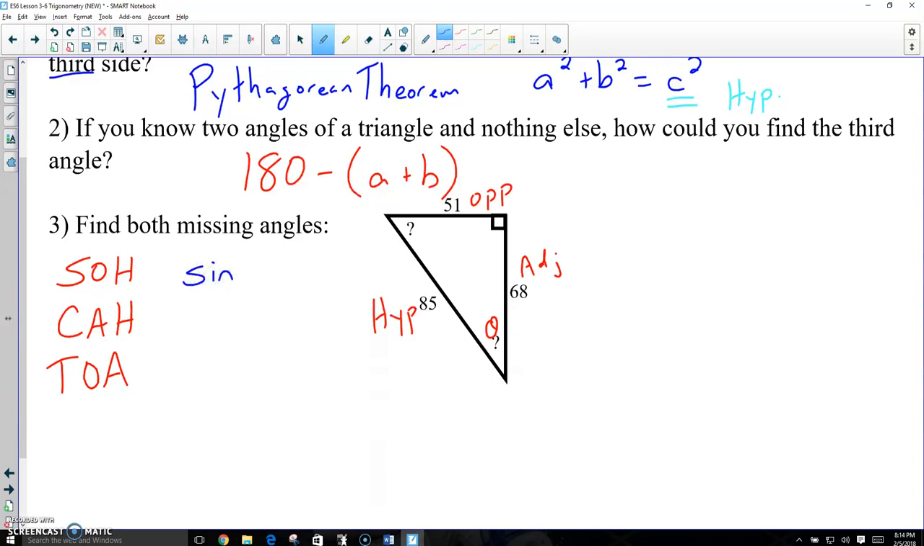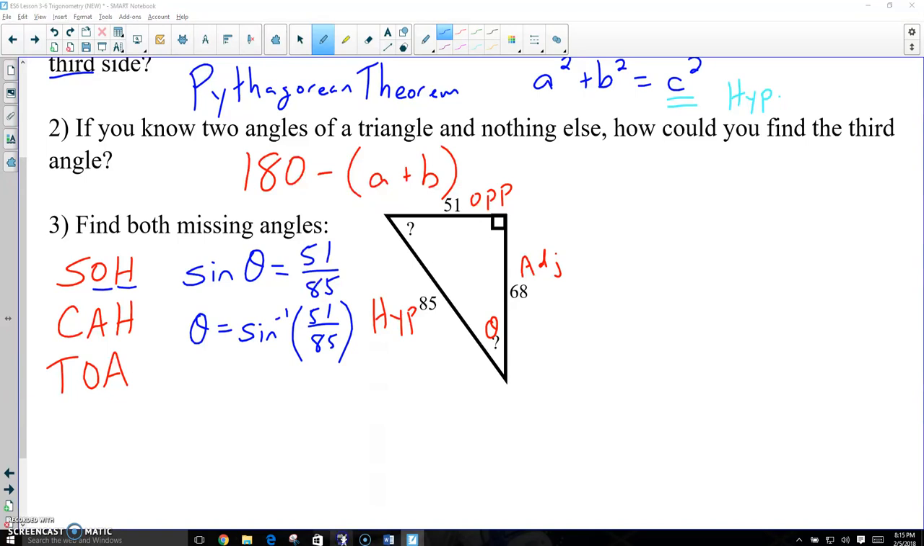So we're going to say the sine of theta, or you could just say the sine of x, is equal to the opposite over hypotenuse, because that's what OH stands for. So it equals 51 over 85. So remember, in order to find an angle, we always do the inverse. So we're going to do the inverse sine of 51 over 85.